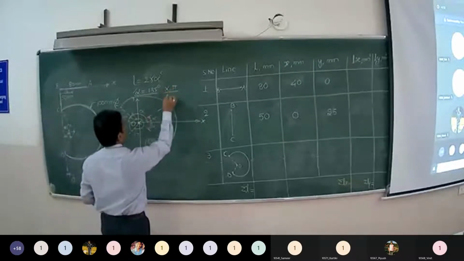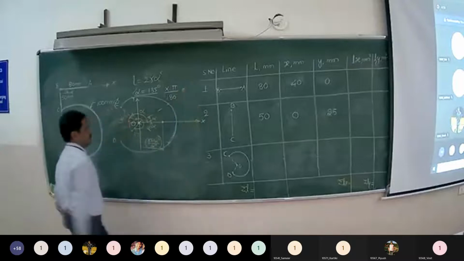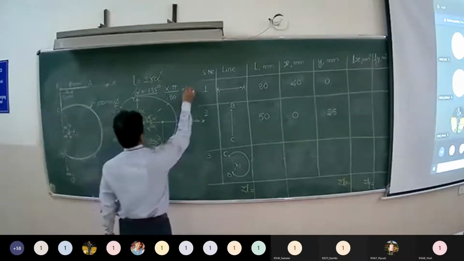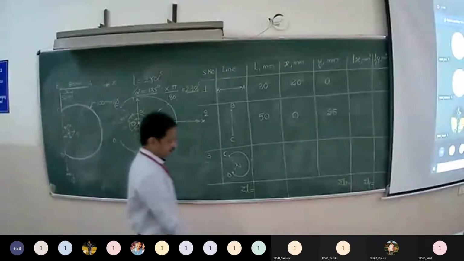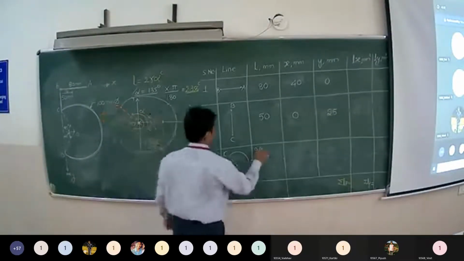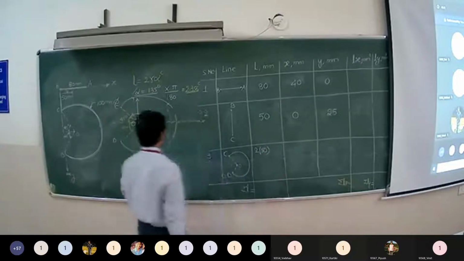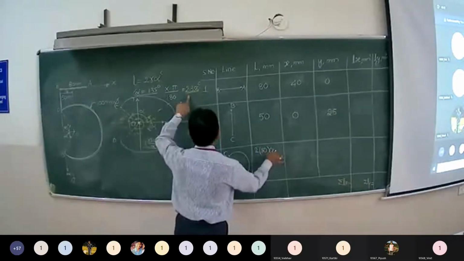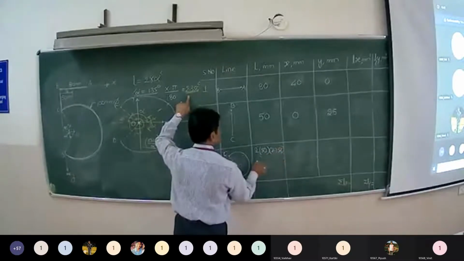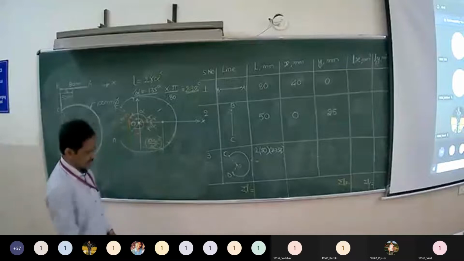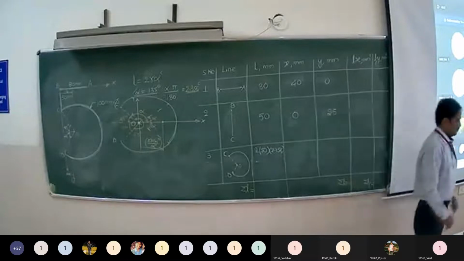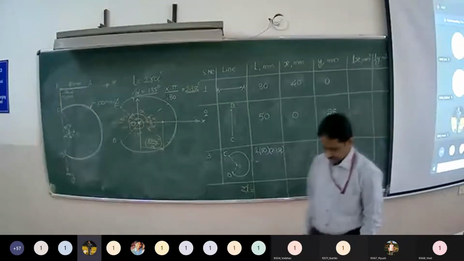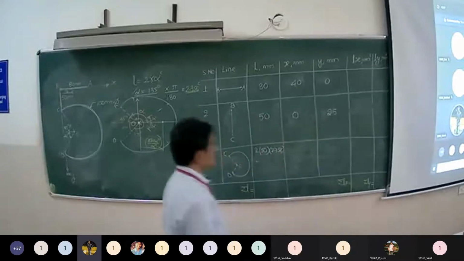Into pi by 180 radians. 2.356 radians. R alpha. R is 50 millimeters, right? And alpha is in radians. So it is 2 into 50 into 2.356. Row number 69. Now tell me the value of x.